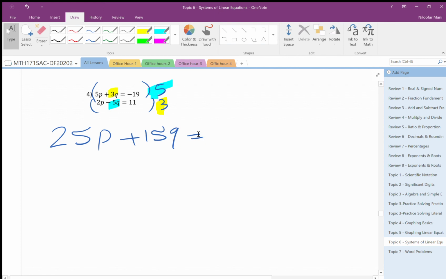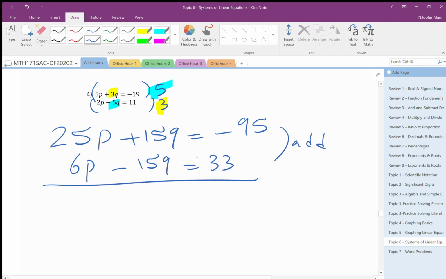Where is my calculator? It's 95. Sometimes I don't trust my brain. So it's 6p minus 15q equals 33. Add them. When you add them, you remove these two, because 15 and minus 15 cancel each other. So here I have 31p equals minus 62, if I am right. Yes, so p is -2 then.